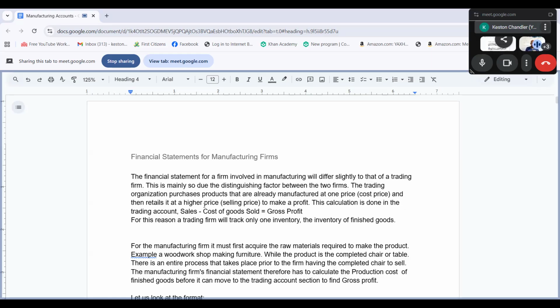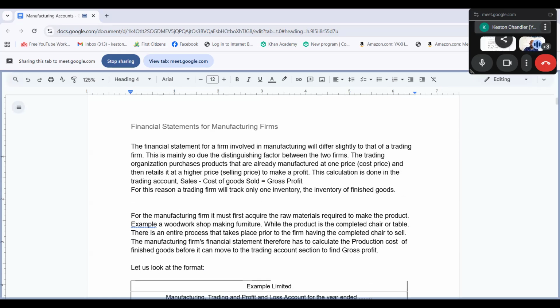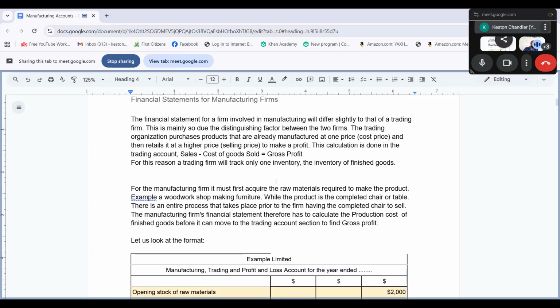Now, some firms make the goods that they are selling, right? Take, for example, a wood workshop or furniture store. Some furniture stores actually manufacture or fabricate the furniture pieces that they sell, right? Now, this changes things a bit, especially in the trading account, and it calls for the need of a separate account to manage the whole manufacturing process, right?